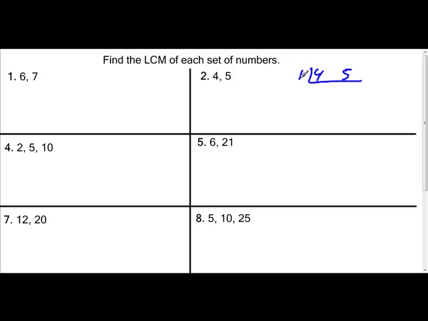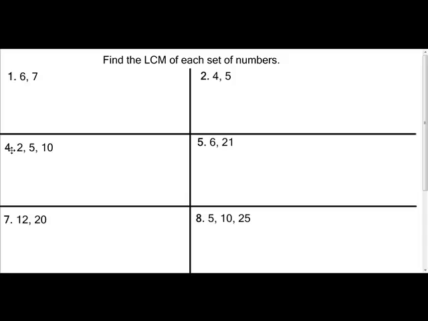So 4 divided by 1 is 4. 5 divided by 1 equals 5. And we find our least common multiple by multiplying down the L. So the LCM of 4 and 5 is 1 times 4 times 5. 1 times 4 is 4, and 4 times 5 is 20. So the lowest common multiple is 20.